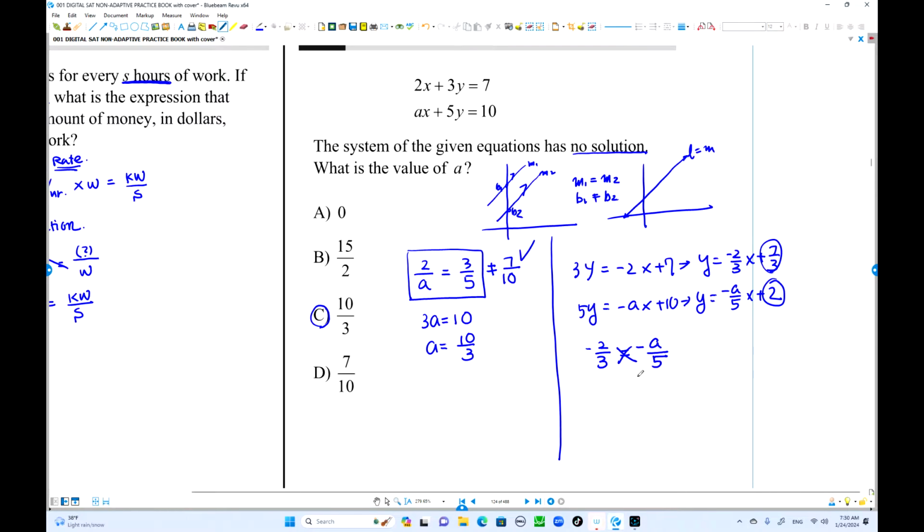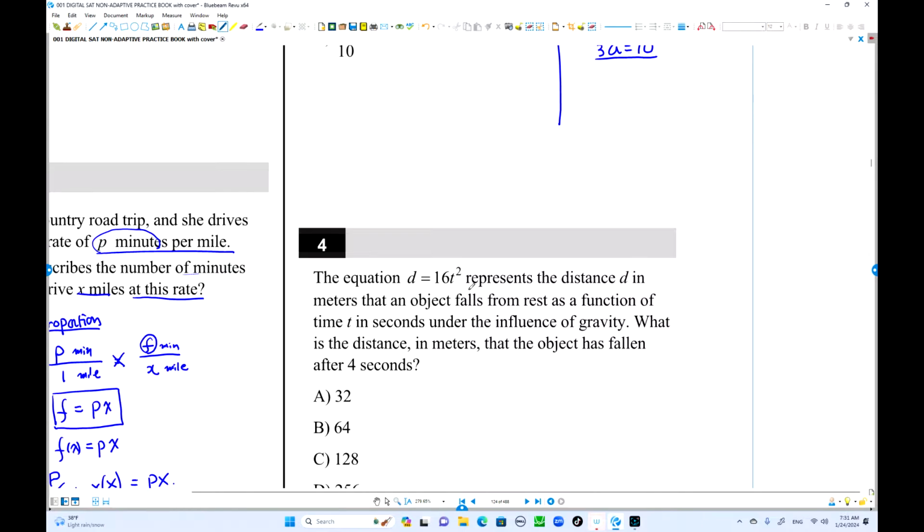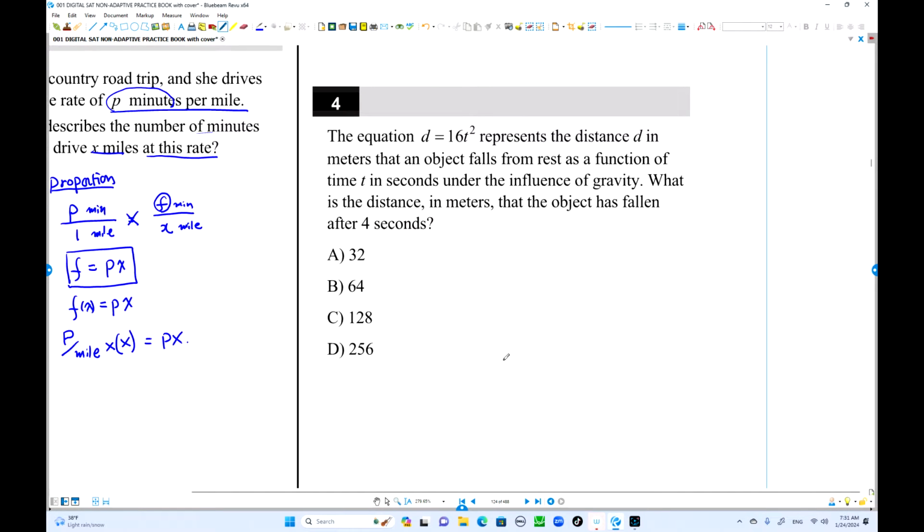Cross multiplication gives 3a equals 10, right? So it's right here, but it takes a little more time. If we use the formula, we can quickly find the solutions. Use the formula, okay?